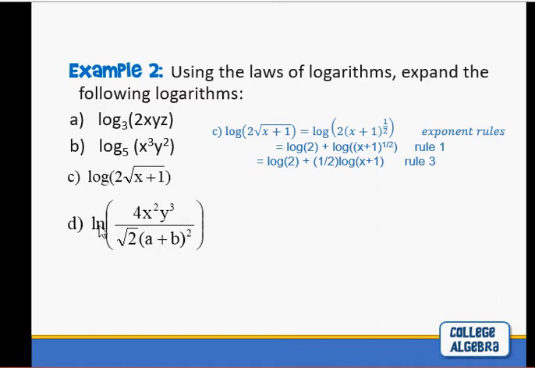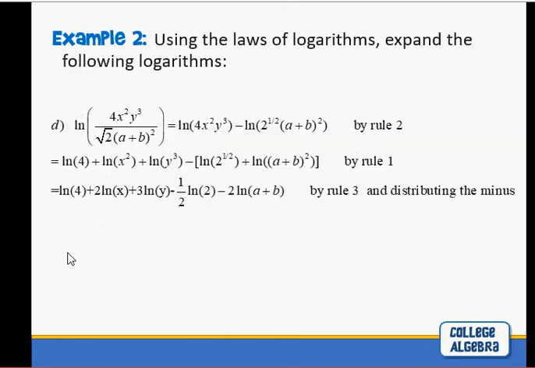You're going to wind up with a natural log for the 4, for the x squared, for the y cubed, for the square root of 2, and for the a plus b squared. You'll get a log for each term when you keep applying the rules. And if you don't want to mess up the signs, just remember if it's on the bottom, it's going to wind up with a minus in front of it. So I've shown you here step by step, if you like.